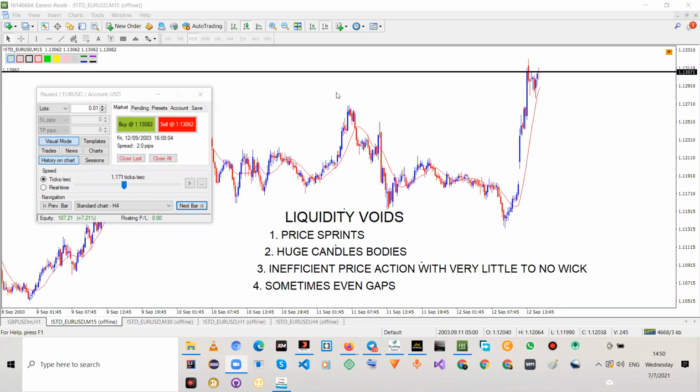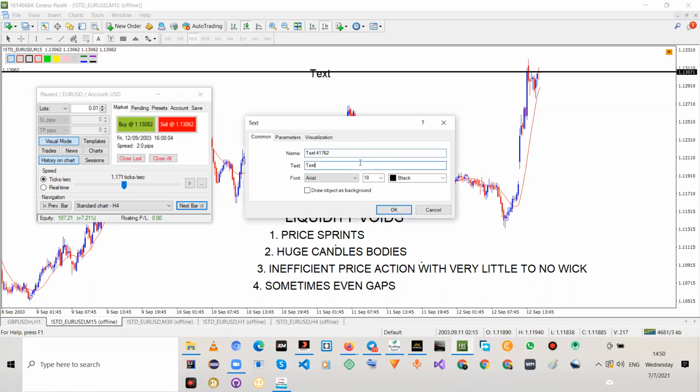In today's video, I'm going to be talking to you about liquidity voids. This is a price action trading strategy that you could add to your confluence strategy, and you would profit from it. So guys, without wasting time, let's get into it.